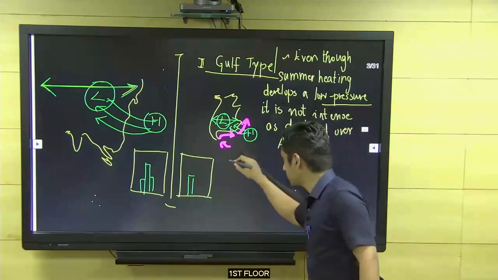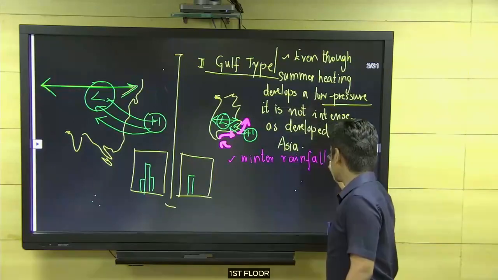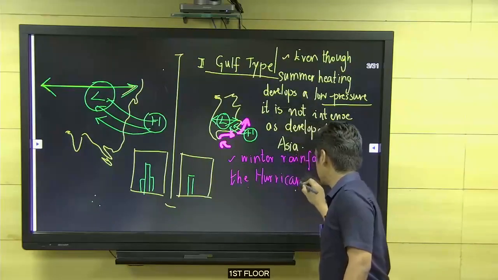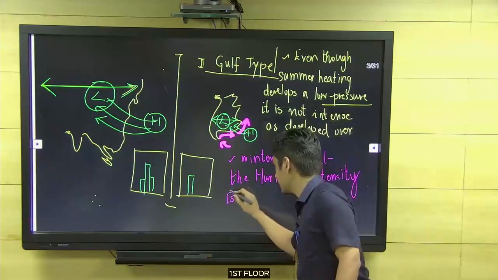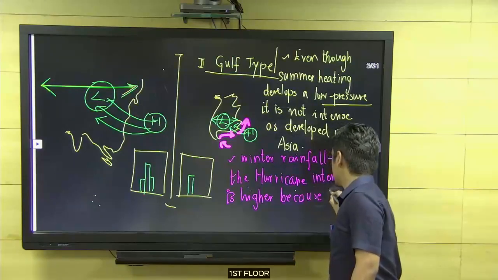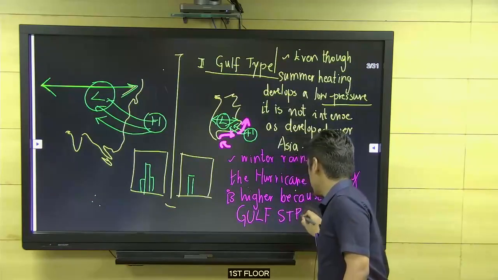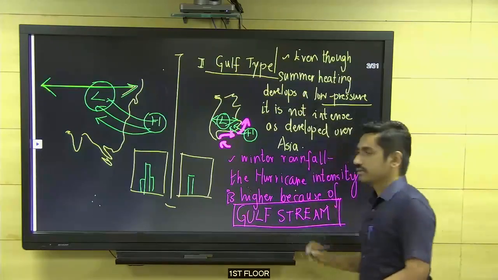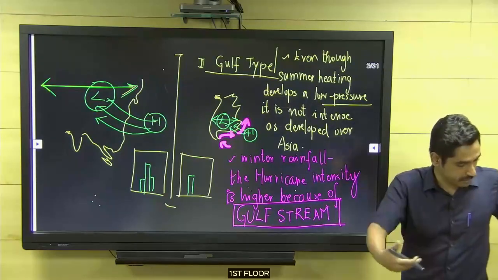Take winter rainfall: the hurricane intensity is much higher because of the Gulf Stream. The discussion will make more sense when ocean currents are done, but still, just understand warm ocean current. The surface water is warm, so you will get warm sea surface temperature. That's the way it goes.